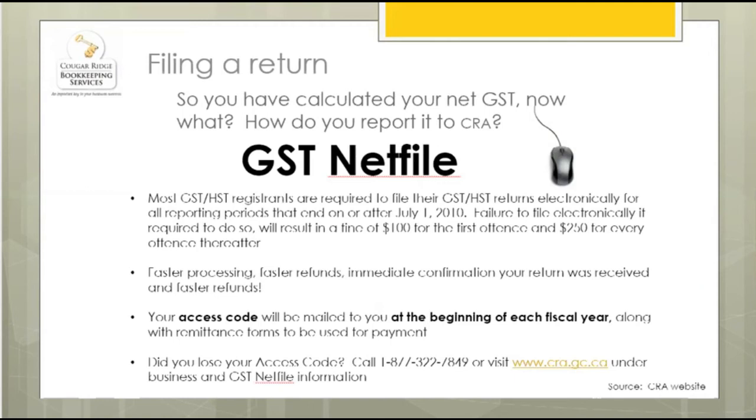So now once a year at the beginning of your fiscal year, you will receive a letter from CRA with your access code for the year. It will provide you a list of all of the GST returns and the quarters in which you must file.